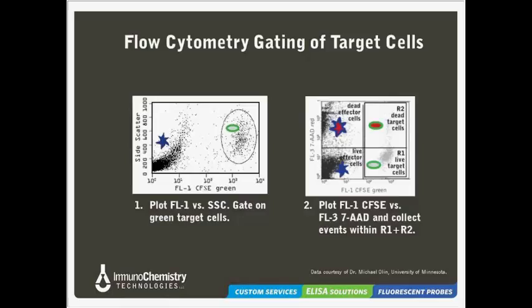So in analyzing this, you would first derive a plot of the FL1 CFSE versus side scatter to identify all the green target cells from the unstained effector cells, which is number 1 on the left. Then you would create a plot of FL1, again, the green CFSE, versus FL3, which is the 7-AAD red, to further distinguish live green target cells on the bottom from necrotic red and green target cells on the top. You'd gate on all the green target cells in R1 and R2 and collect events on the right.